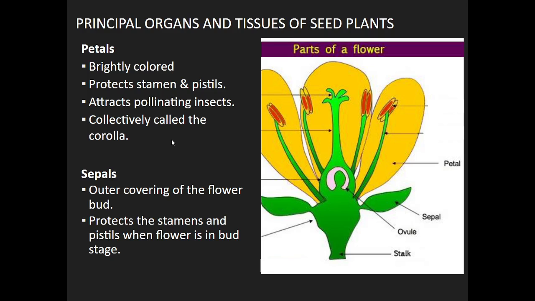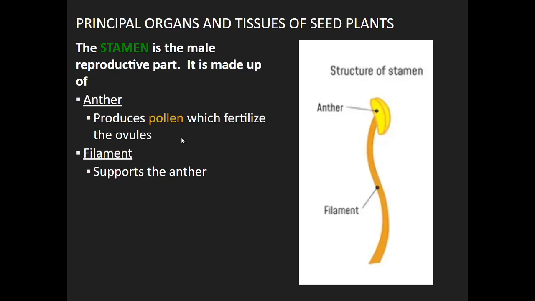A little bit closer look. The petals, of course, are brightly colored. They do protect the stamen and the pistils. They attract pollinating insects. The sepals, the covering of the flower bud, do more protection. But the stamen is the male part, okay? The filament holds it up. The anther has the pollen. That's the entire stamen. It produces the pollen, which is like the male sex cell.